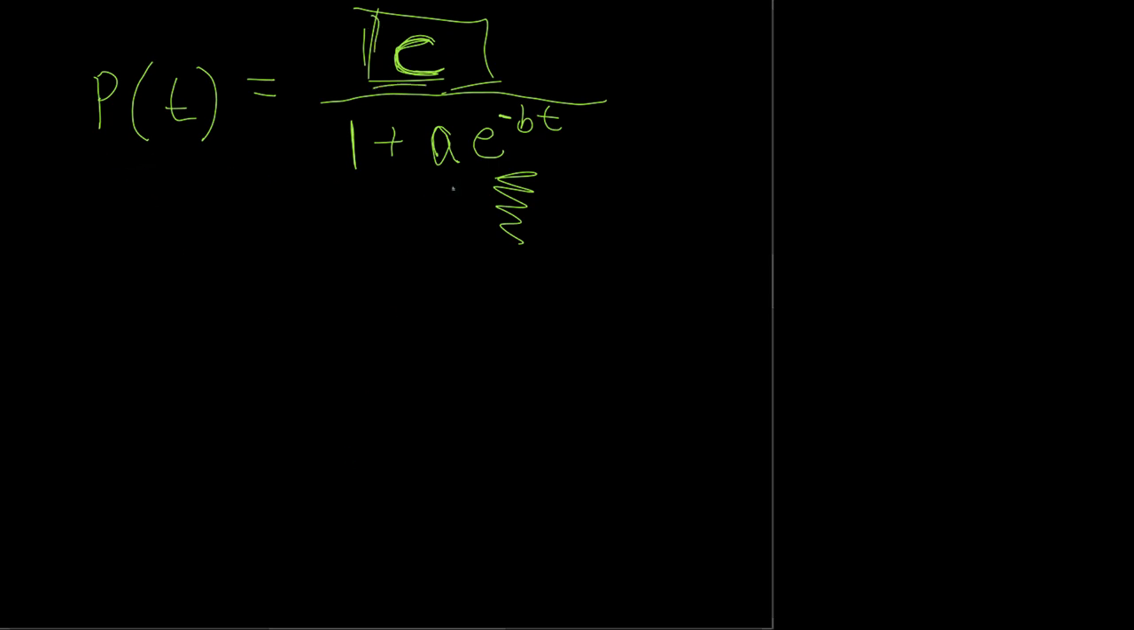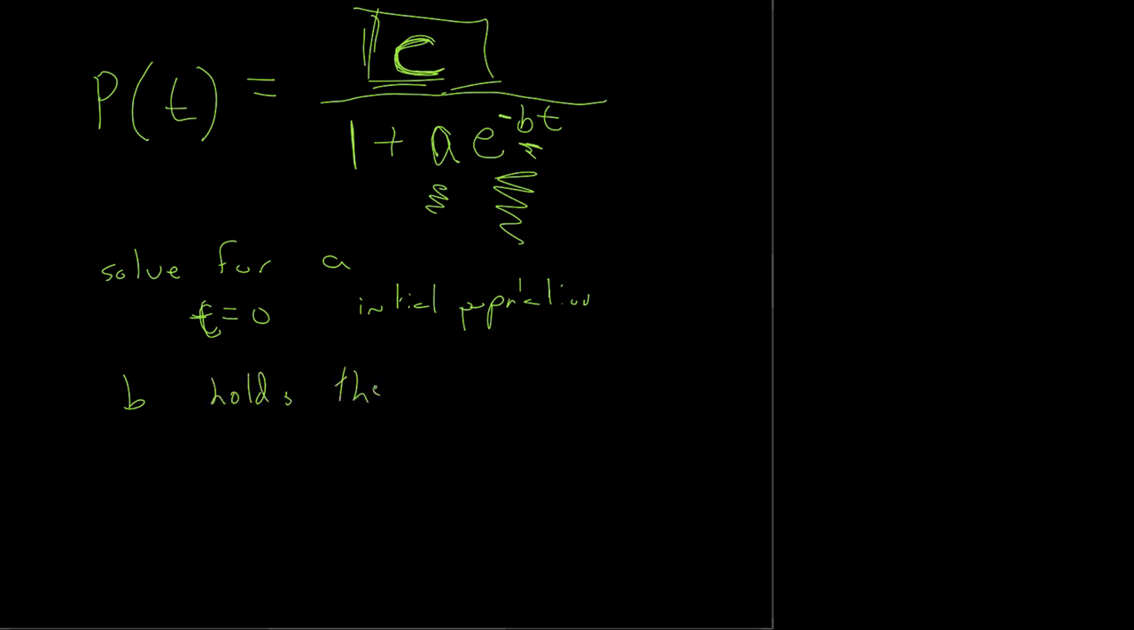And so the constants A and B will determine how quickly that happens, and how that relates to the carrying capacity. And so you can solve for A. Solve for A at time equals 0. So it's based off of your initial population. And then B holds the rate, just like K did.